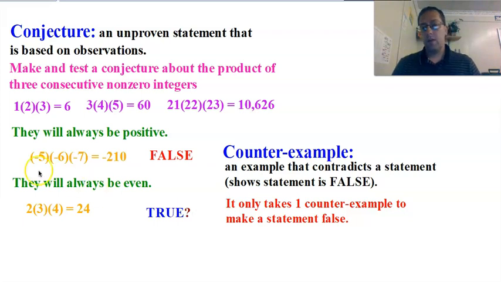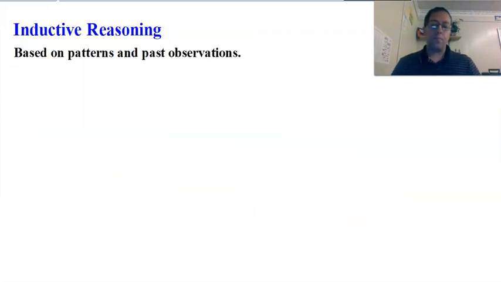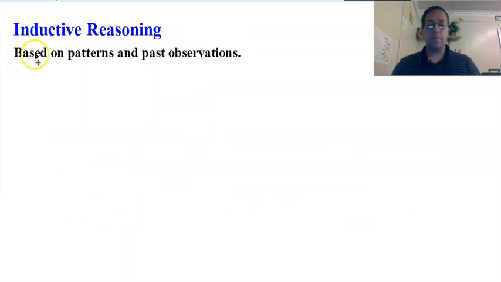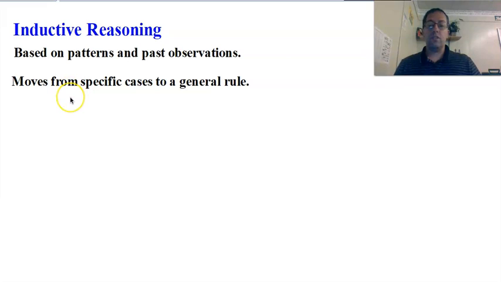Okay. Now, what we've done so far, this is inductive reasoning. It's based on patterns and past observation, right? We observed this pattern in our data that it was positive and we tested it. Now we've observed that they're all even, right? This is something we have observed. It's based on patterns. This is inductive reasoning. Inductive reasoning moves from specific cases to a general rule.